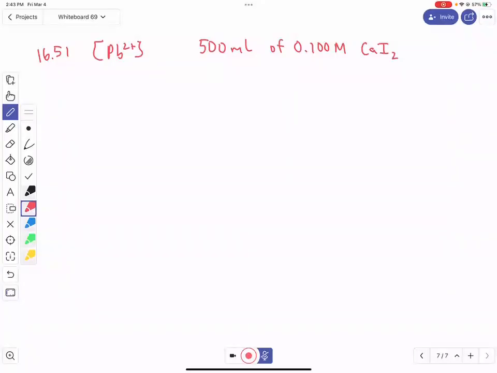So question 51 from the homework, we're asked to find the concentration of lead from lead II iodide, right? So lead II iodide is our weak electrolyte. It ionizes, giving us Pb2+ and 2 I−. And it's a common ion effect because we also have the strong electrolyte calcium iodide present.